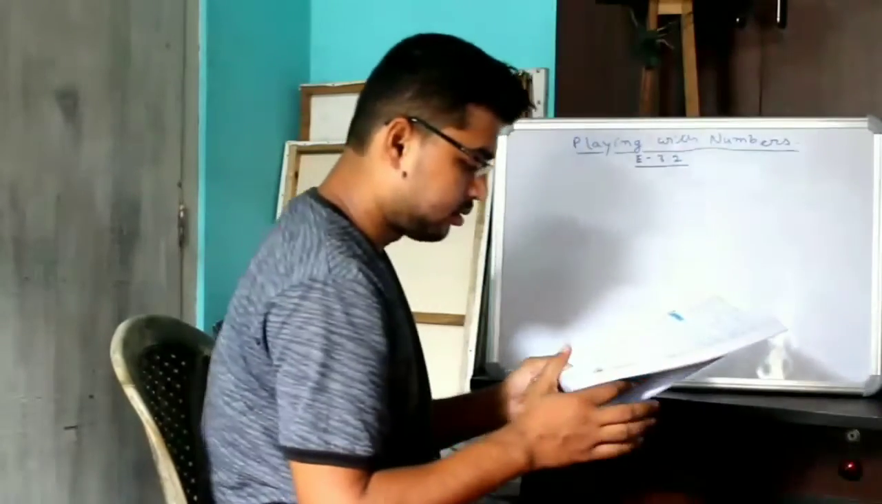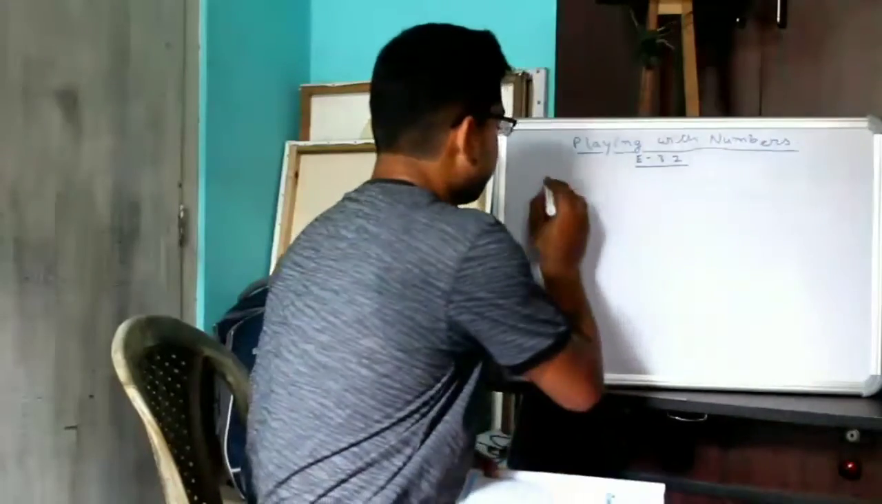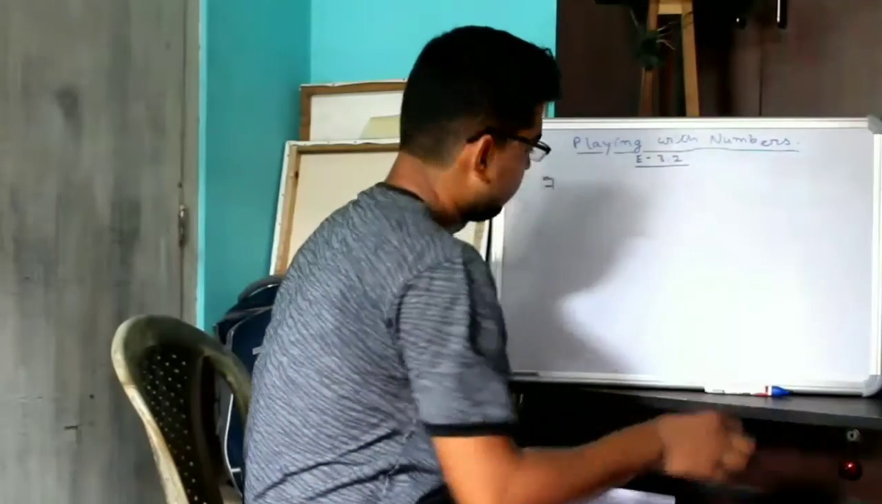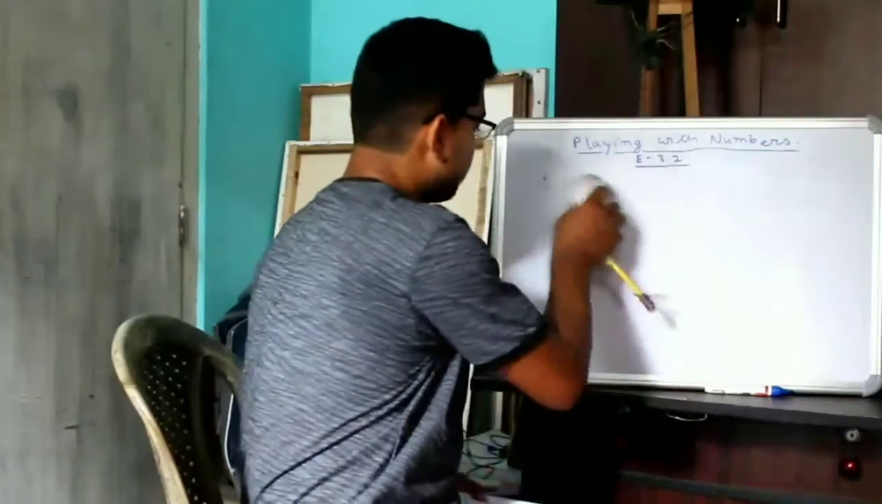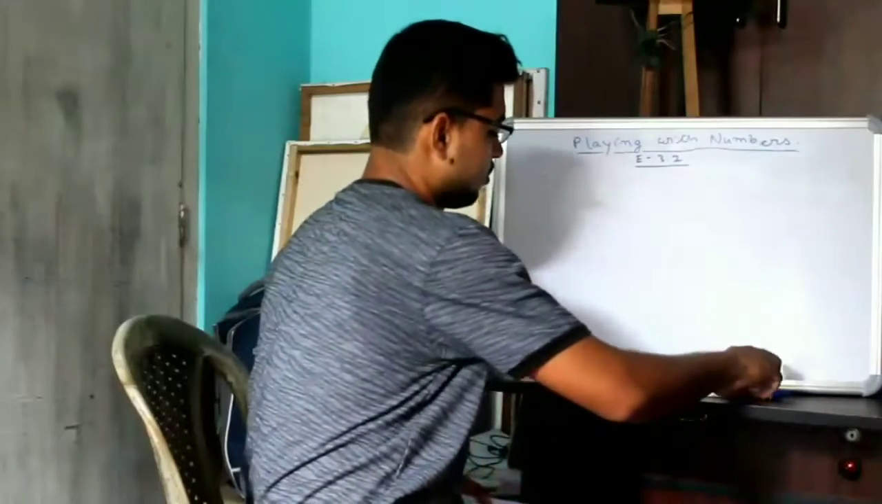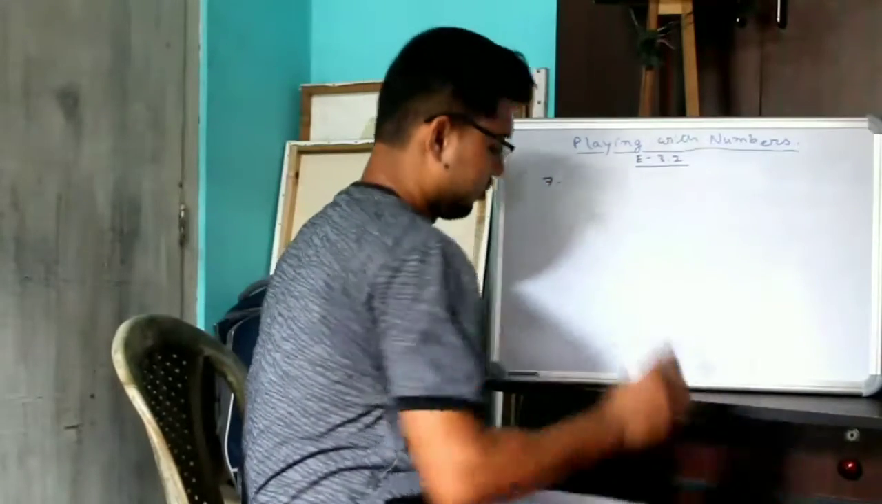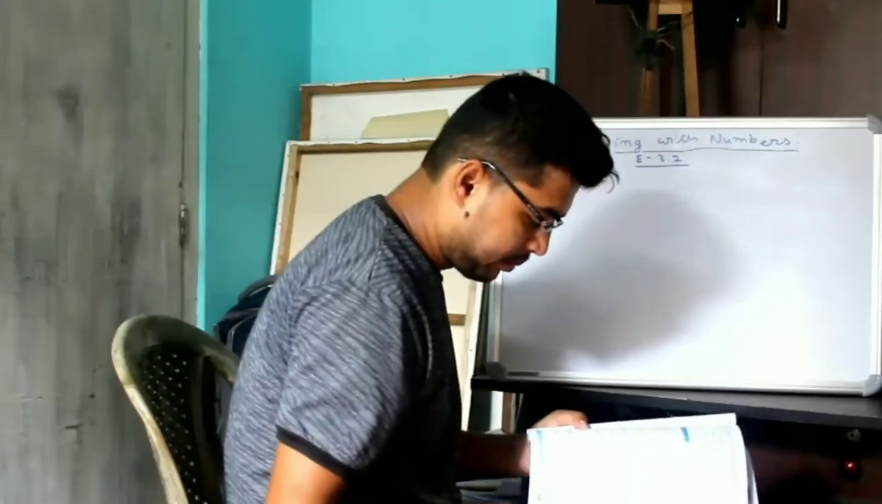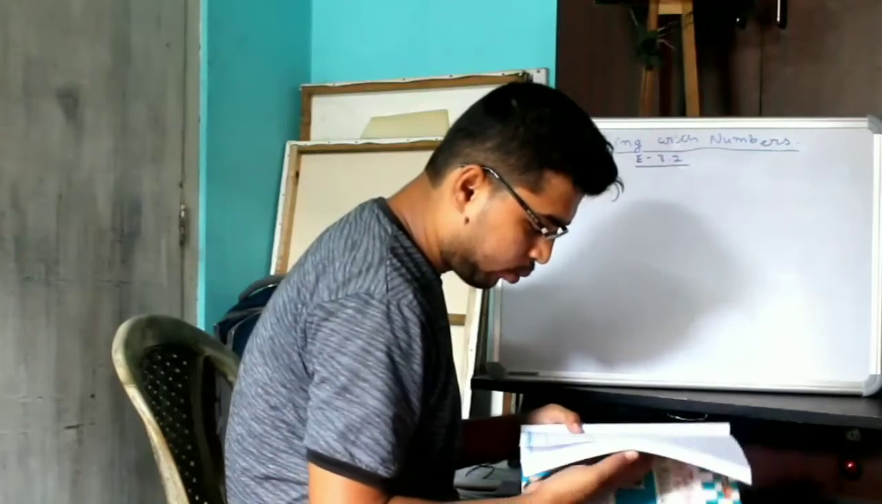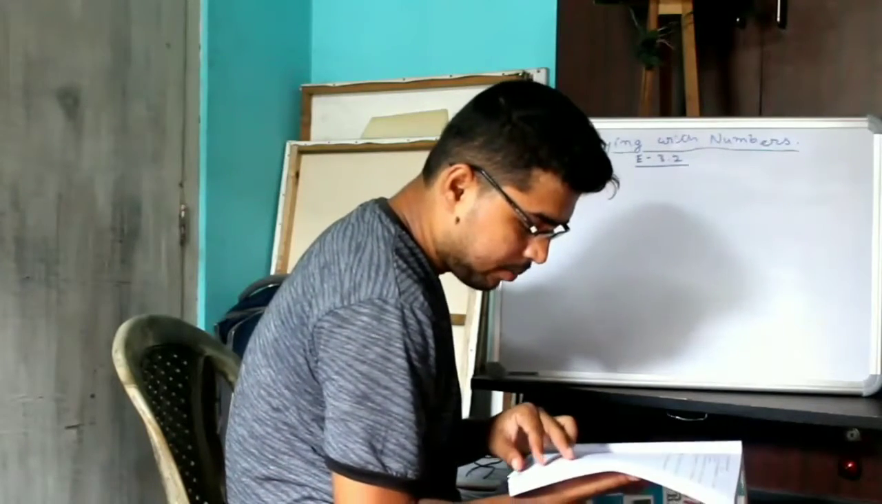Next, number 7. Using divisibility test, determine which of the following numbers are divisible by 5 and 7.